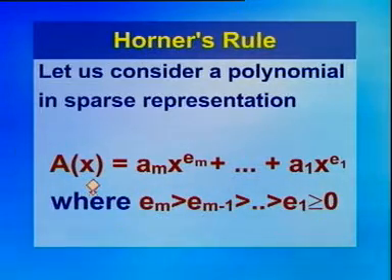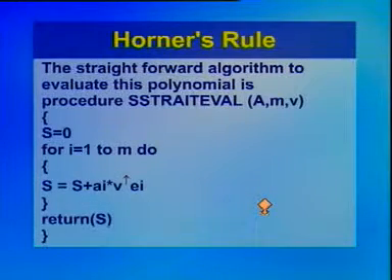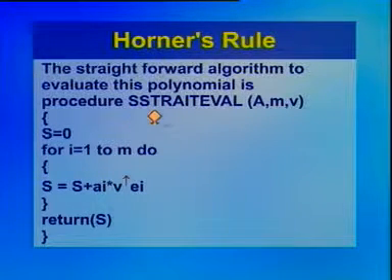A of x is equal to am into x to the power of em plus so on a1 into x to the power of e1, where em is greater than em minus 1 greater than so on e1 greater than or equal to 0. The straightforward algorithm to evaluate such a polynomial is procedure sparse straight evaluation. S is equal to 0, for i is equal to 1 to m, S is equal to s plus ai into v to the power of ei, return S.